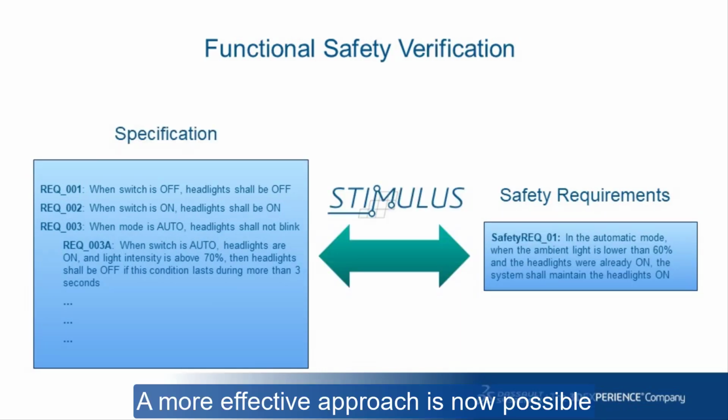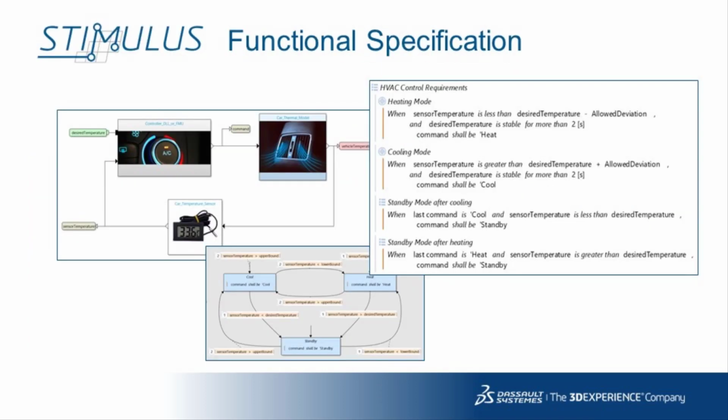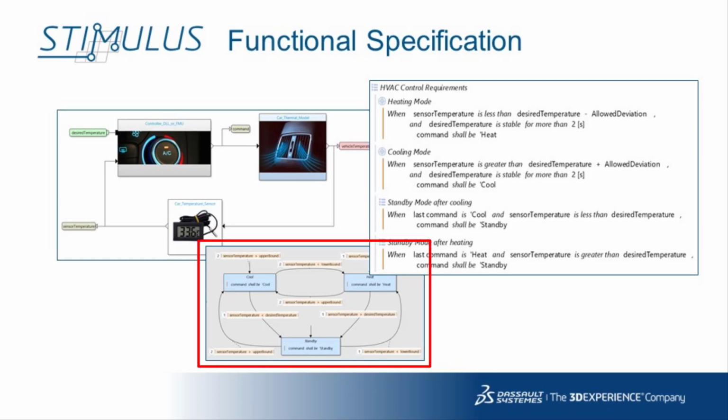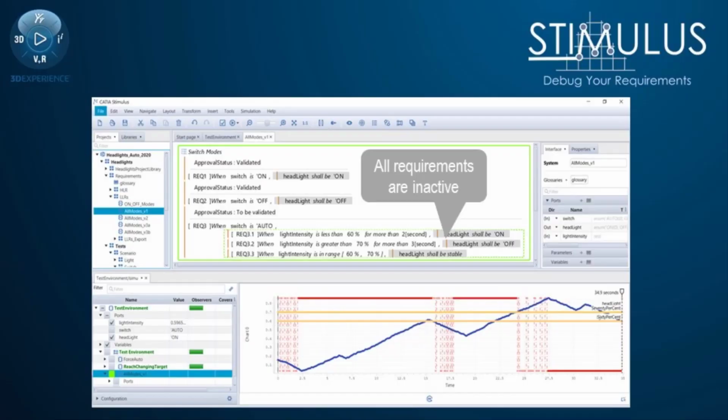Discover how you can achieve your safety goals using Stimulus and how you can achieve a much higher level of confidence with much less effort. When you write your functional requirements in Stimulus, you will use block diagrams for the architecture, state machines, and a customizable and extensible set of textual templates to describe the system component's expected behavior.